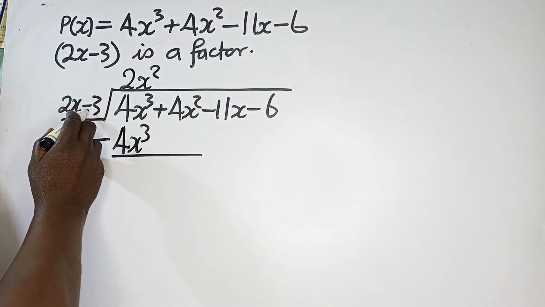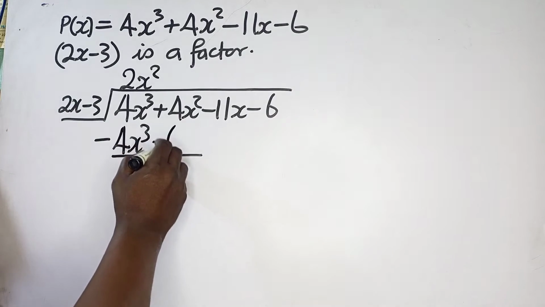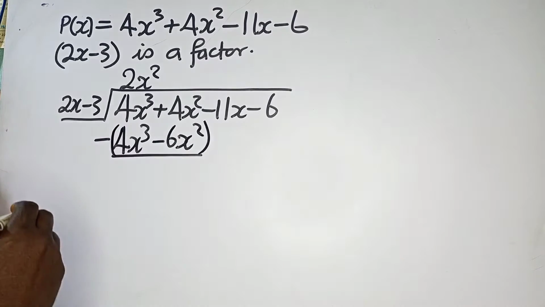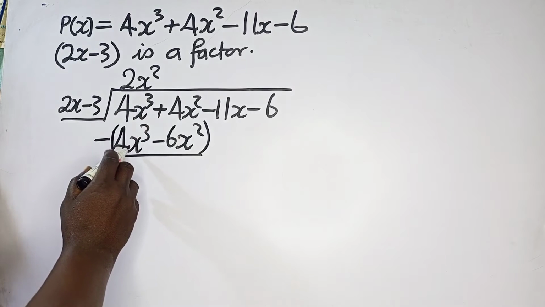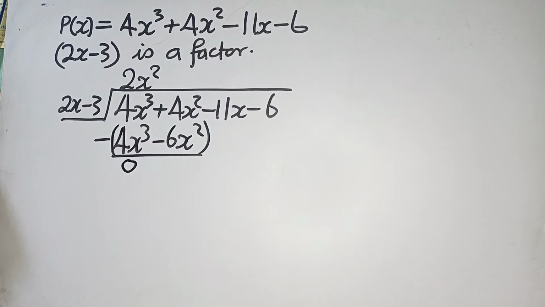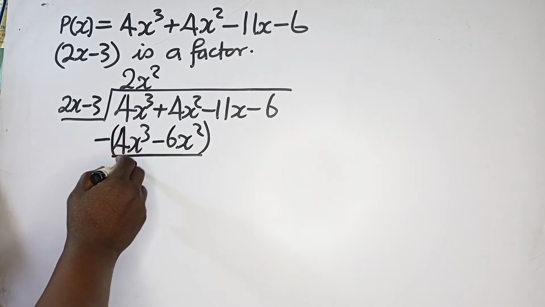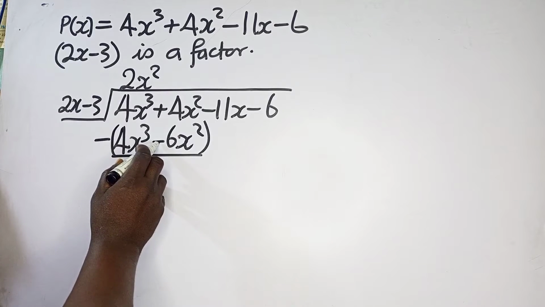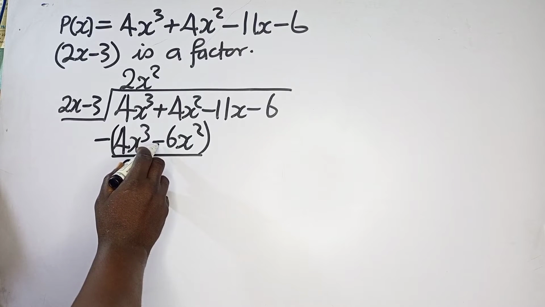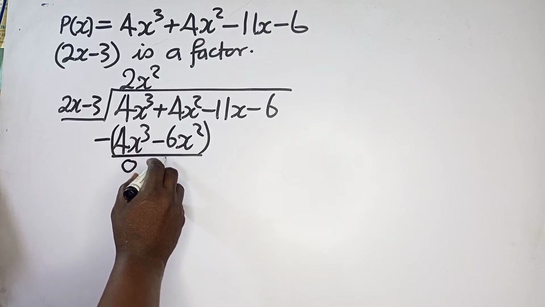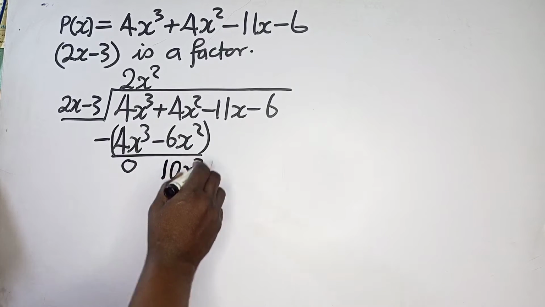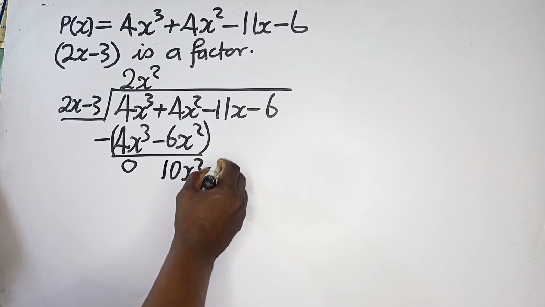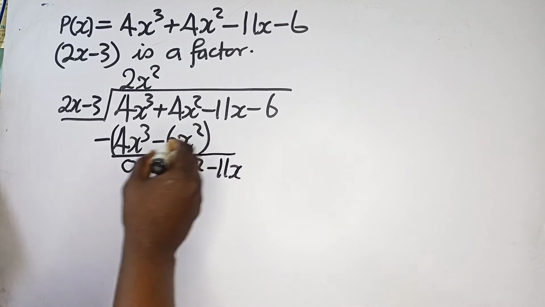2x squared multiplied to negative 3 gives us negative 6x squared. And we're doing subtraction, and this subtraction goes for all of this. So 4x cubed minus itself is 0. That's our purpose: this first member should always end up with 0 when we carry out that subtraction. Then 4x squared minus minus becomes plus, so 4x squared plus 6x squared gives us 10x squared. We'll bring down minus 11x.